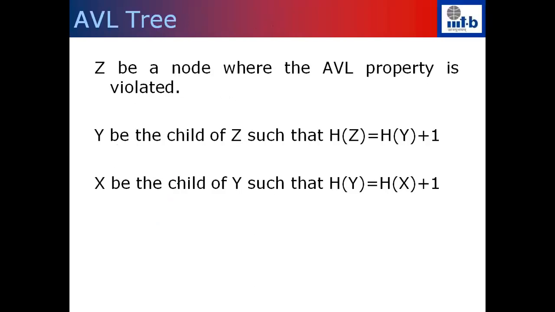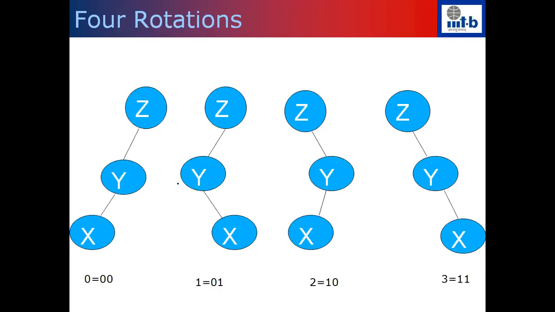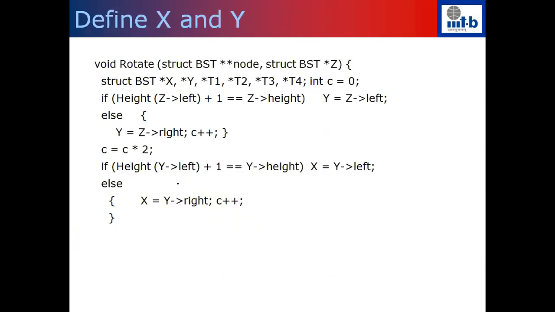Then we have to discuss the rotation function. So the rotation: Z will be the node where the AVL property is violated. Then we defined Y as the child of Z such that the height of Z is 1 plus the height of Y, and X was the child of Y such that the height of Y is equal to the height of X plus 1. After that, we defined these 4 cases depending on the relative position of X with respect to Z and X with respect to Y.